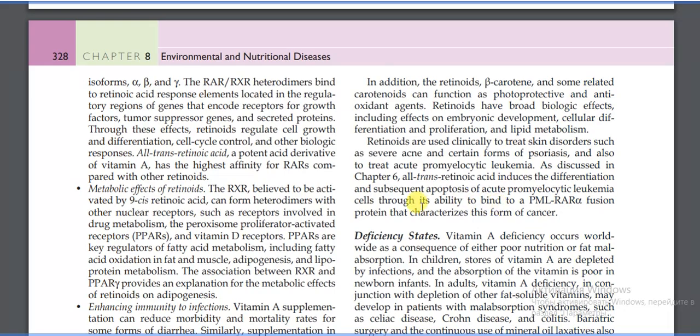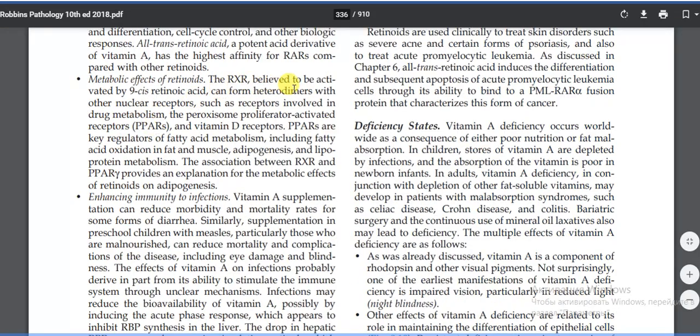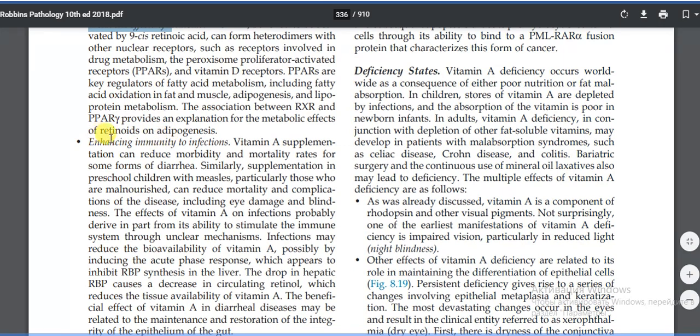That's one of the effects which are present due to retinoid insufficiency. Metabolic effects of retinoid: they are activated by 9-cis-retinoic acid, but it's not biochemistry, so I don't have to explain the metabolic effects of retinoids. So let's continue. Immunity.